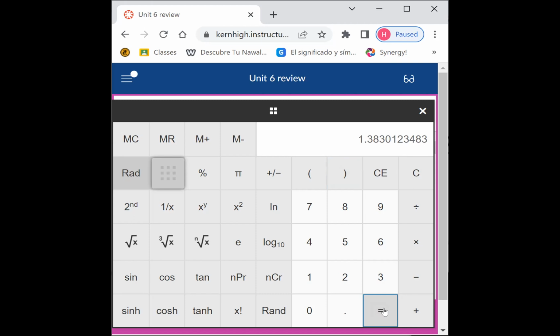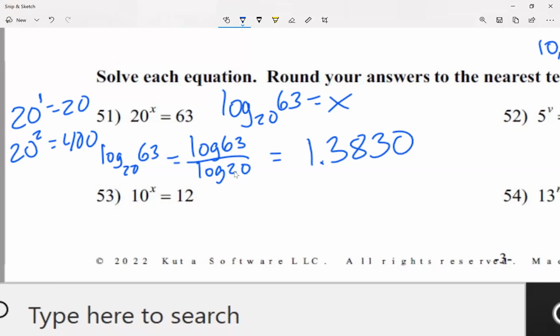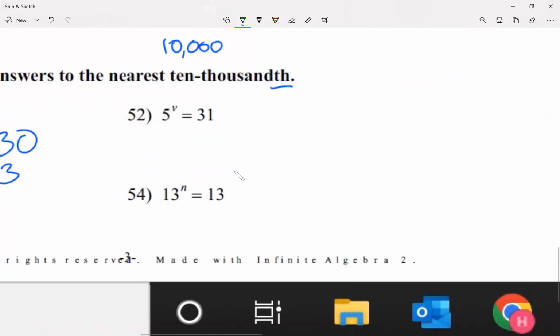Okay, so notice my answer here is 1.38301238483, but I have to round it to 4 decimal places. The 4th decimal place is a 0. The number that comes after it is too small. So my answer will be 1.3830. If you just type in 1.383, because the 0 at the end can be ignored, you're going to be okay. Either of these is the same thing, 1.3830 or 1.383. It doesn't matter.